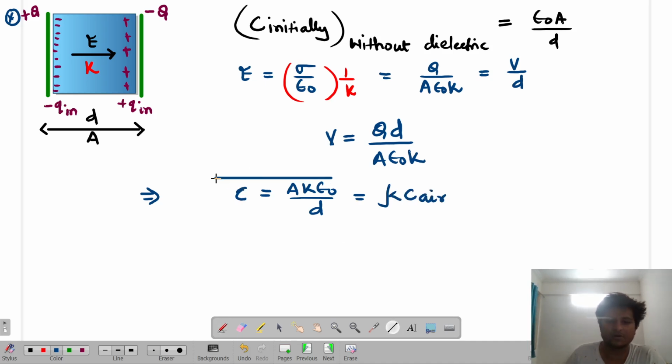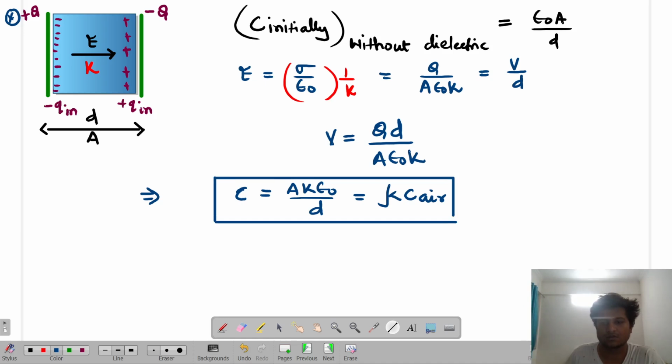Are you able to get me or not? Got it? And this is called the relation of capacitance with the electric medium. Is that clear? Okay? Let us move ahead.